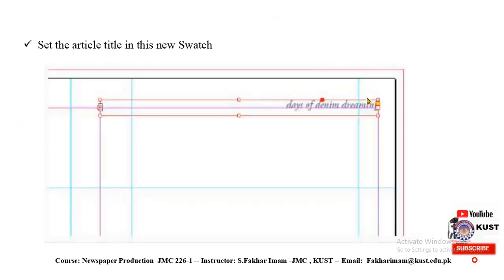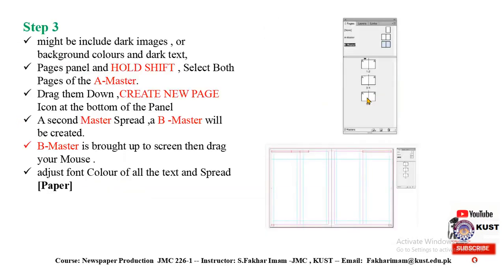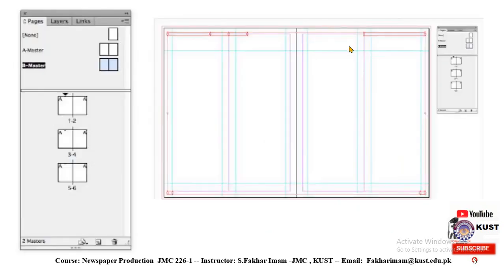Step 3. Some of the pages in your magazine layout may include dark images or background color, and dark text will disappear against these. Return to the Pages panel, hold Shift and select both pages of the master. Drag them down to the Create New Page icon at the bottom of the panel. A second master spread, B-Master, will be created. The B-Master is brought up on screen, then drag your mouse across the whole spread, selecting all the text frames. Adjust the font color of all the text on the spread to paper. Delete the issue number text frame.